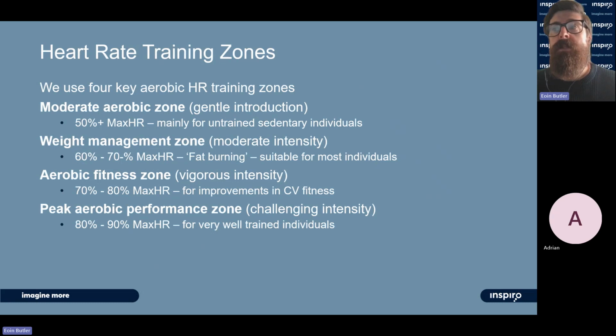The peak aerobic performance zone then is the challenging intensity, 80 to 90% of maximum heart rate. And we would mainly use this for very well-trained individuals. So this is your top level. This is working at a high intensity. Your clients won't be able to stay in this zone for a long period of time. But what we can do is use this when it comes to interval type training. So we could push them up into the peak aerobic performance zone, bring them down for a recovery, back up into the peak aerobic performance zone, back down for recovery. So we can vary the intensities when it comes to that.